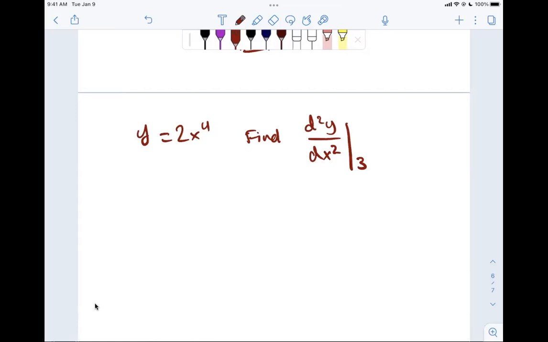Okay, so now the d squared y over dx squared means we're taking the derivative 2 times. So we're going to differentiate once, and that's going to give us, well, we pull the 4 down and get 4 times 2, which is 8, and then decrease the power by 1, so we get x cubed. And then we do that one more time. So we pull the 3 down. 3 times 8 is 24, x squared. So this is the derivative, and now we're going to evaluate at 3. So that's going to be 24 times 3 squared, so 24 times 9. And that'll be the answer.